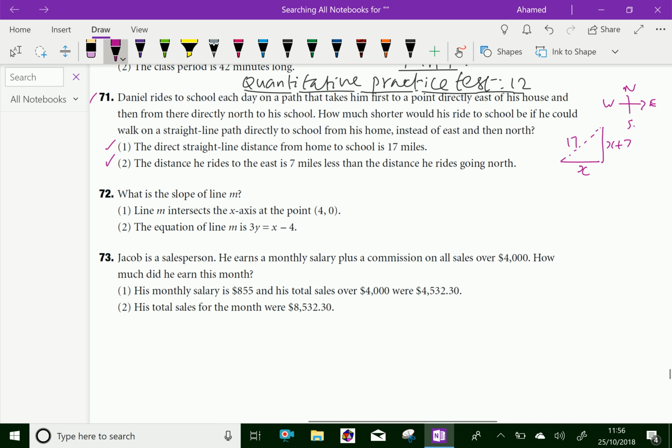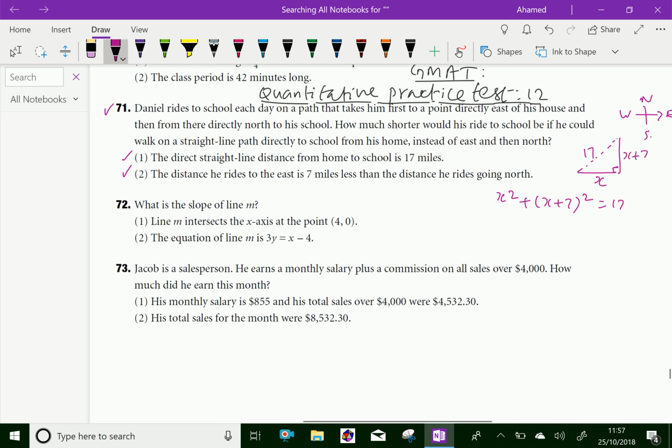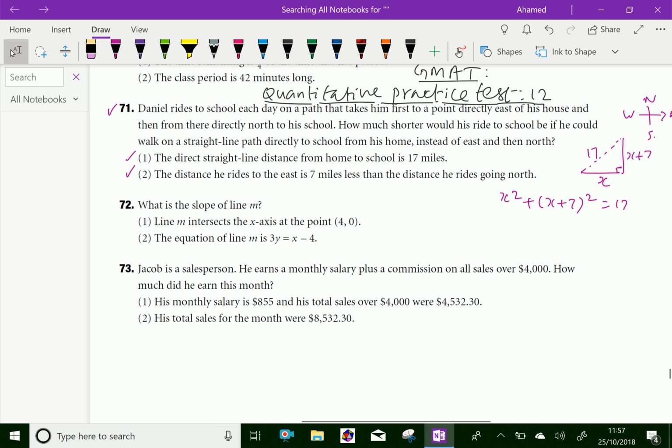Now if you combine both, statement 1 and statement 2, we can form an equation. By Pythagoras, that is x squared plus (x plus 7) whole squared equals 17 squared. By solving this quadratic equation, you can find the value of x, then find the two distances. This means both statements together are needed to solve this problem. So this is option C.